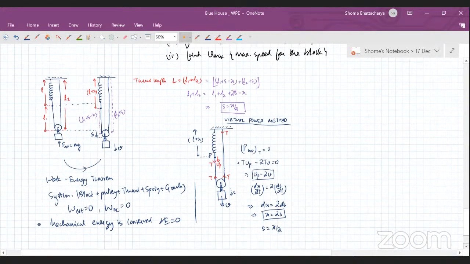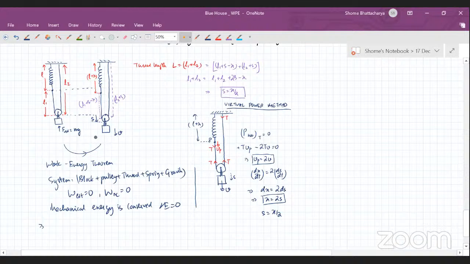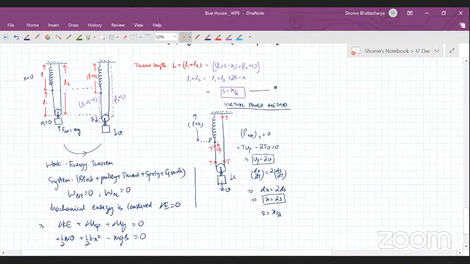So we have, going from here to here, initial speed was 0, now it's v. So change in kinetic energy, okay, change in spring's potential energy, here x was 0, here x is x, so plus half kx square, plus change in gravitational potential energy, the block has come down by s, so minus mgs is equal to 0. So this is our equation 2.